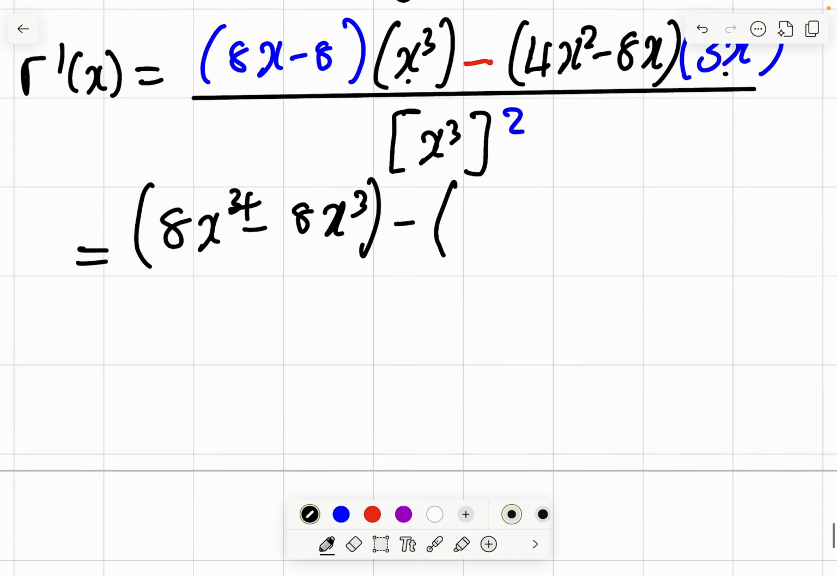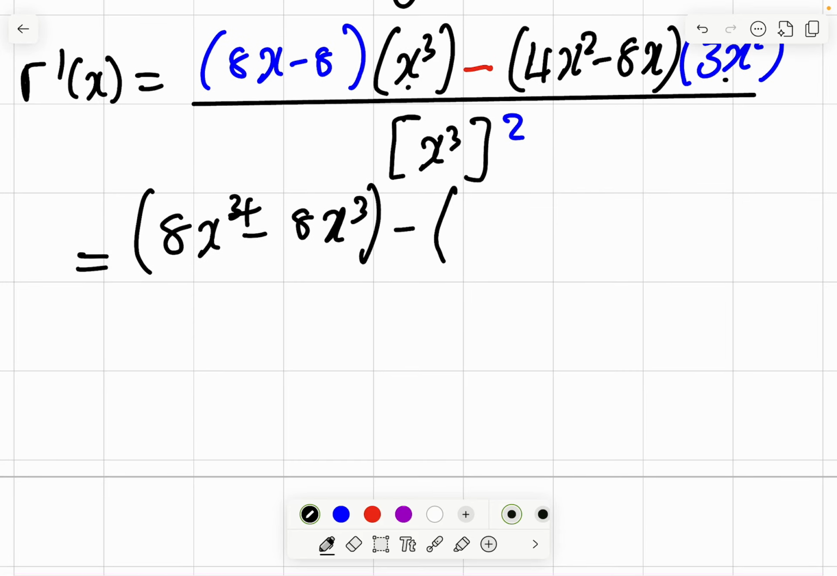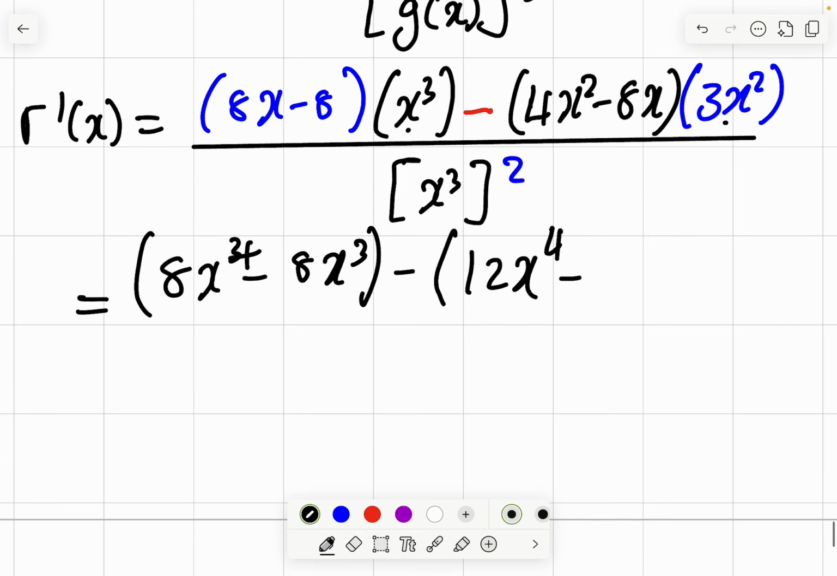I'm going to have what? What is 4 plus 4? 4 plus 4 is 8. Then 8 plus 4 is 12. I'm going to have 12x to the 4 minus, what is 8 plus 8? 8 plus 8 is 16.